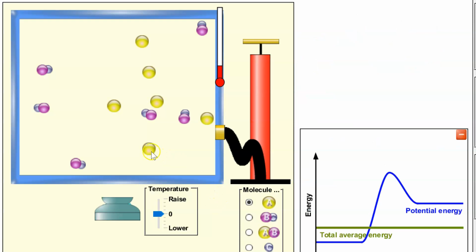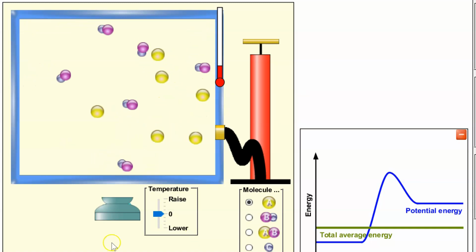So here I've frozen my simulation so you can see what's going on. I have 1, 2, 3, 4, 5, 6 A molecules represented by the golden spheres, and a B atom is pink and a C atom is silver. So I have 1, 2, 3, 4, 5, 6 BC molecules. Alright, now I'm going to run this simulation.